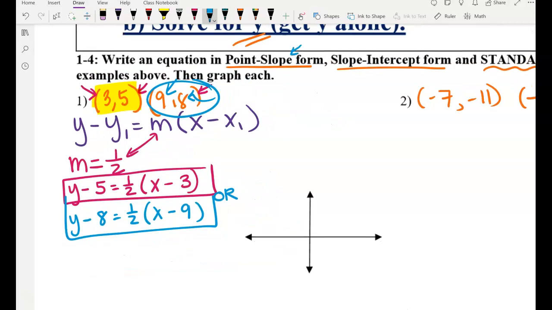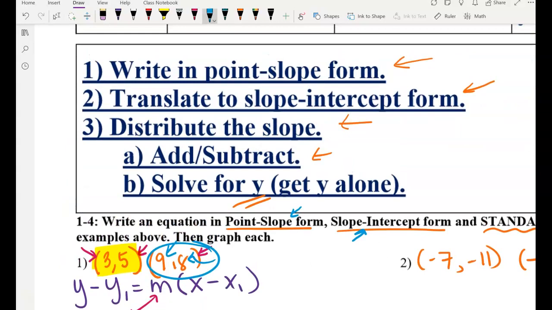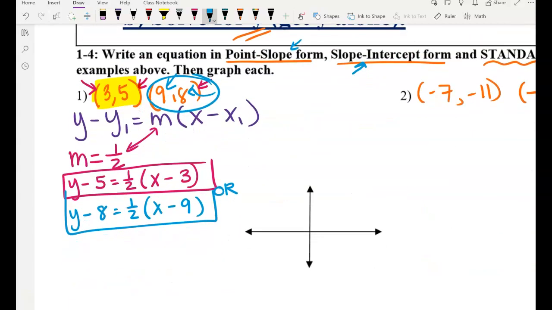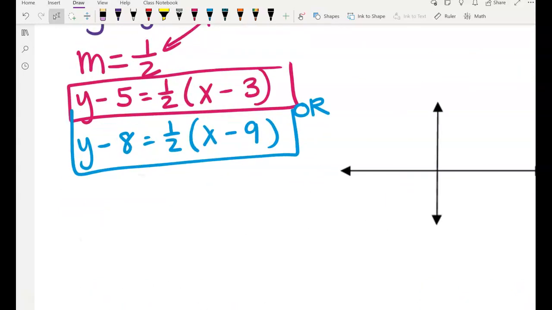Now it says slope-intercept form is next. So based on this, to translate into slope-intercept form, we distribute the slope, add and subtract, and solve for y. So we can pick the blue or the pink. It doesn't matter because you will get the same exact slope-intercept form, okay?